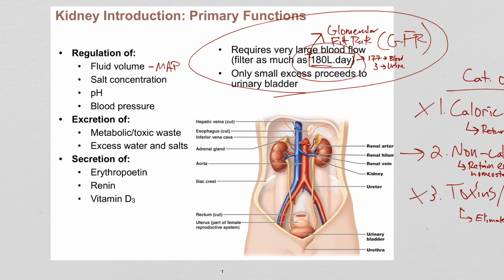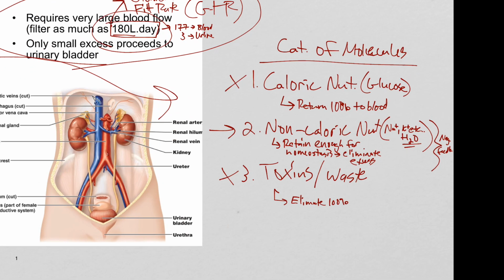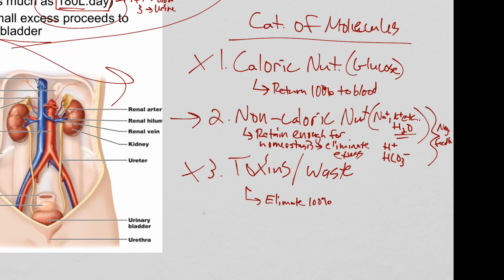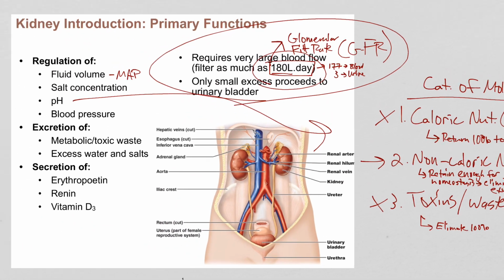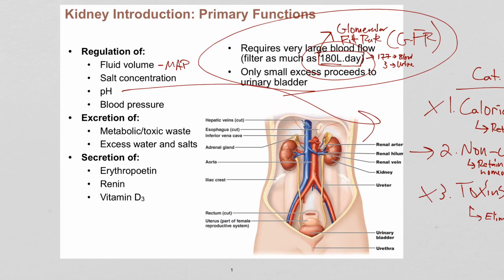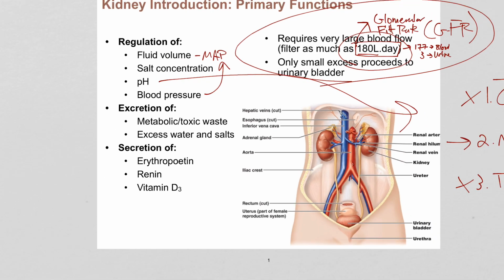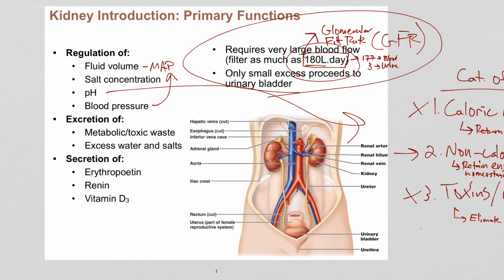pH can also get put in that category because hydrogen ions and bicarb both fit in the category of non-caloric nutrients, and those are also regulated by the kidney. That's more of a long-term thing than a short-term thing, unlike blood buffering that we just talked about. And then blood pressure is directly related to blood volume, and so that makes sense.